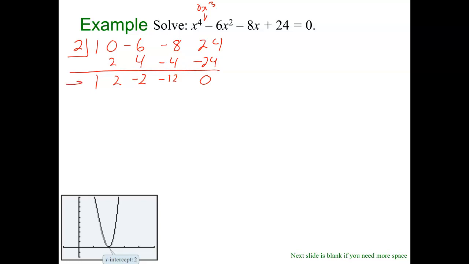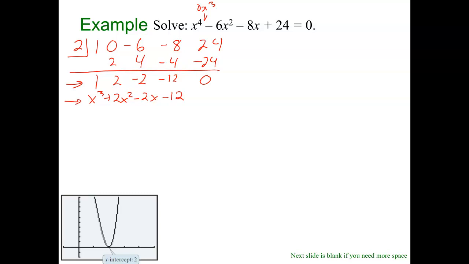What is this resulting quotient? Is it a quadratic? I divided x to the 4th by x, so I get x cubed. So I have x to the third plus 2x squared minus 2x minus 12. Okay, can I factor that? Not yet. Need to divide again. By what? I don't have another intercept.